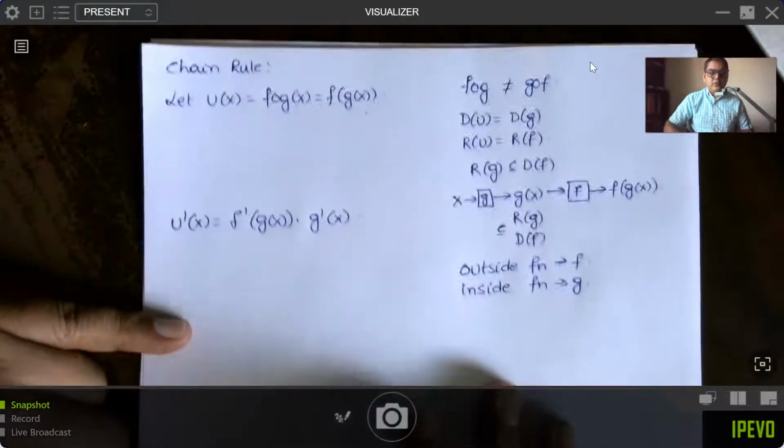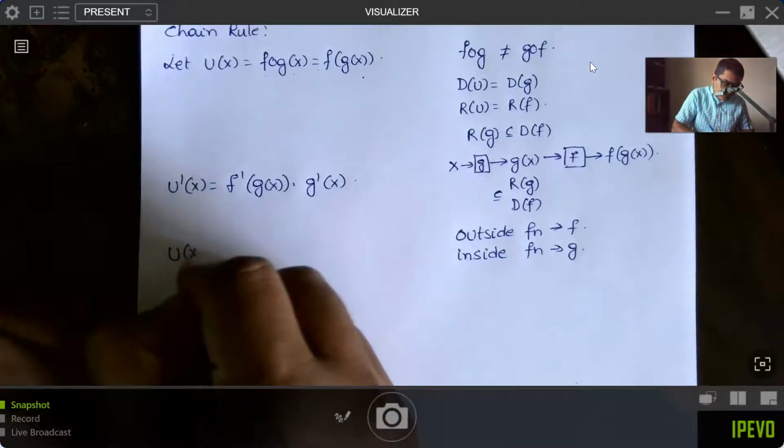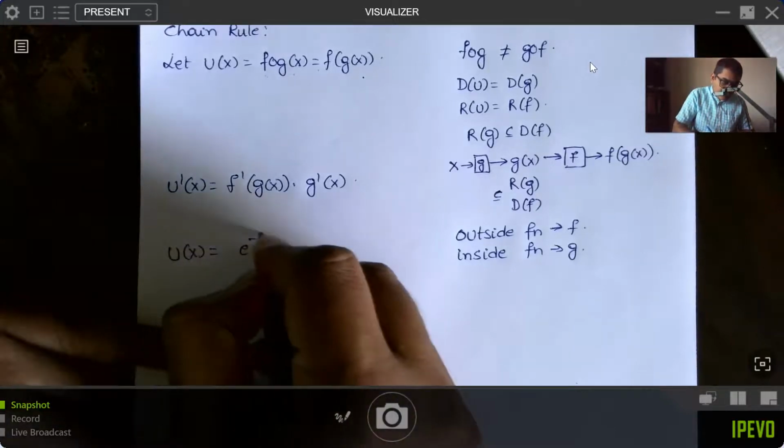Now let's go ahead and quickly demonstrate an example, or let's see how we use the chain rule for a particular example. Consider the function u of x is equal to e to the negative x squared.